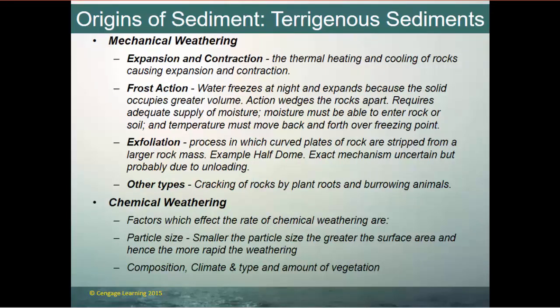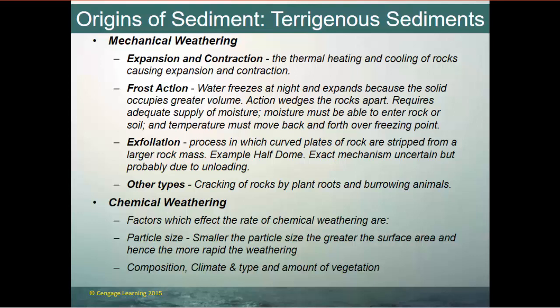So, different types of mechanical weathering. Expansion and contraction: the thermal heating and cooling of rocks causes expansion and contraction, and that can cause them to fracture and break into smaller and smaller pieces. Frost action or frost wedging: water freezes at night. It expands because it occupies more volume as ice, and that wedges the rocks apart. Then it melts the next day, and you have a larger opening for more water to run into and freeze and expand that joint again. So basically you have to have a situation where the temperature moves back and forth over the freezing point, and then the freezing and unfreezing of water within a rock will break it into smaller and smaller pieces.